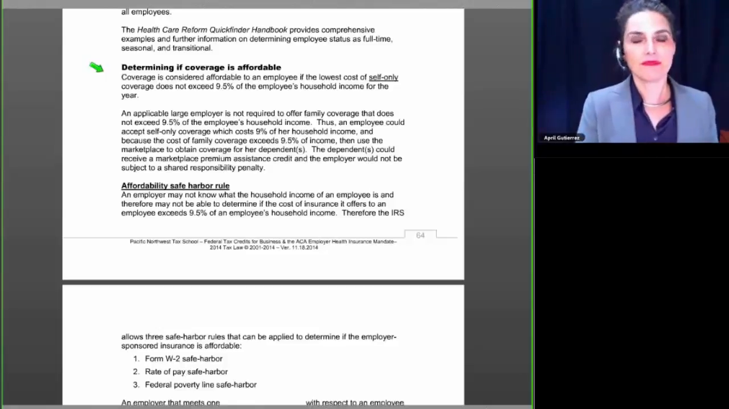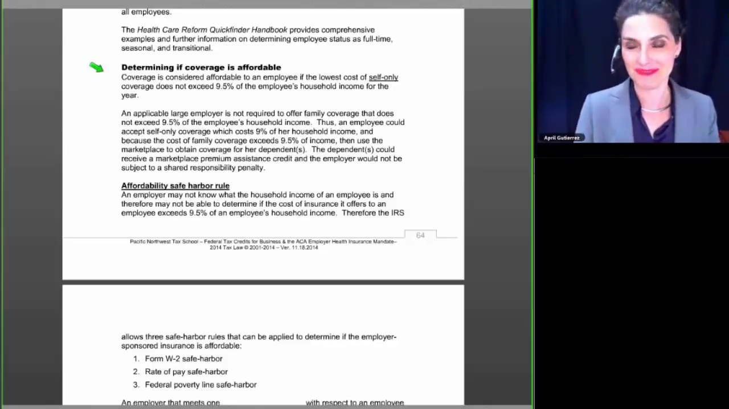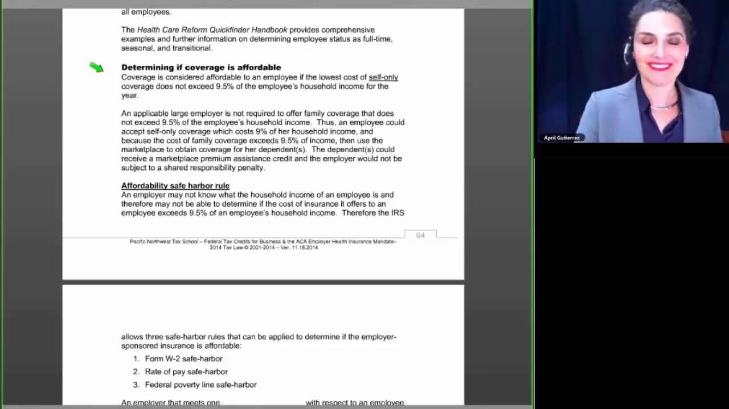So how is the employer supposed to know what the employee's household income is to make a determination whether or not the employer is paying enough of the coverage for that employee that the employer won't have to pay a penalty for not providing affordable coverage to the employee? It's kind of a long how do I figure that out? And of course, there's a bunch of rules about how to figure that out. So determining if coverage is affordable.